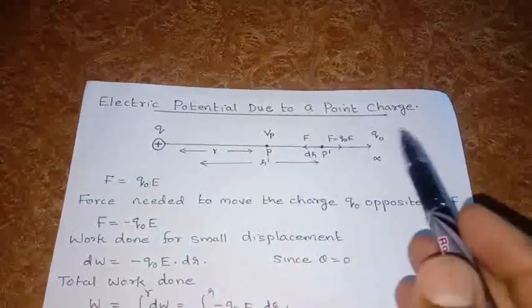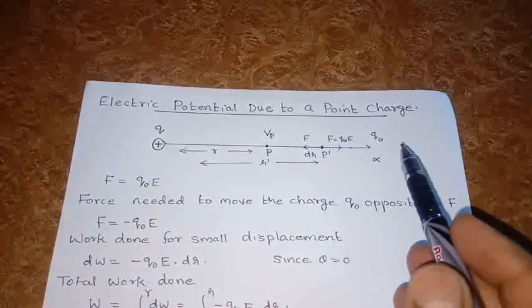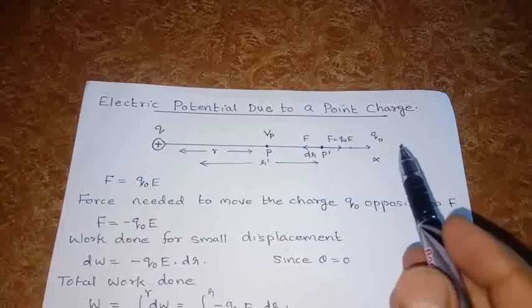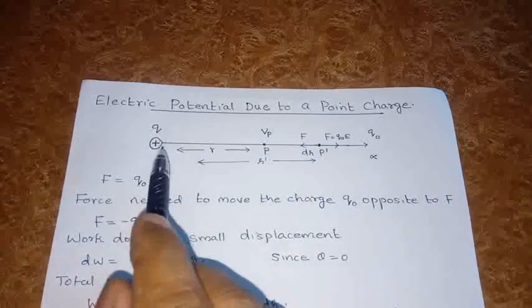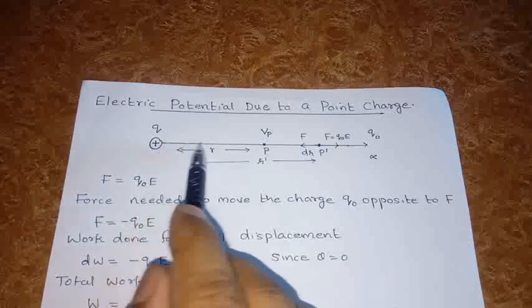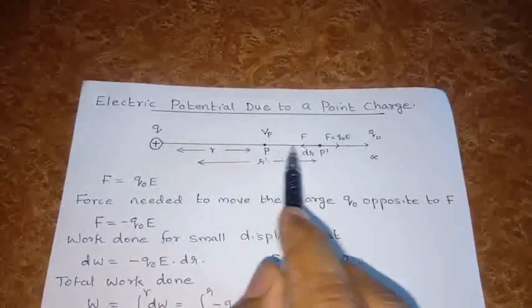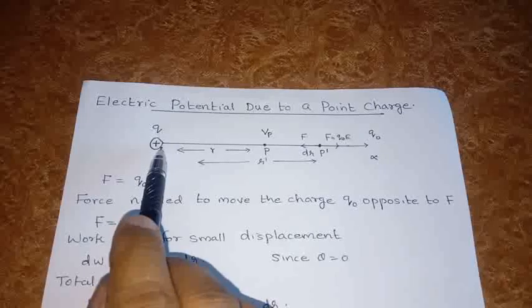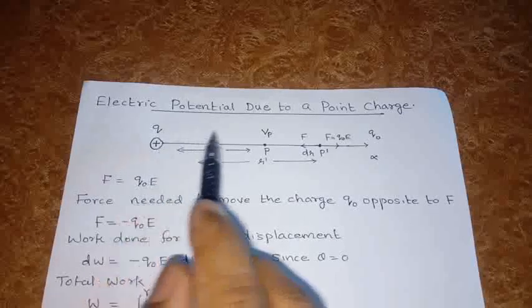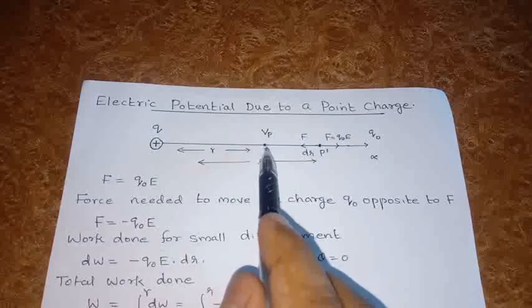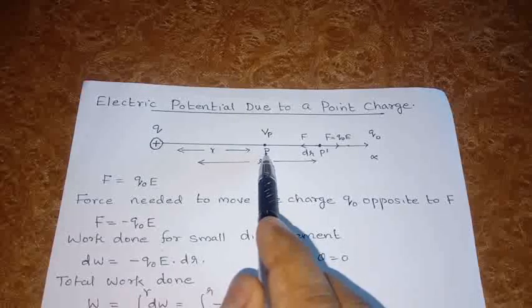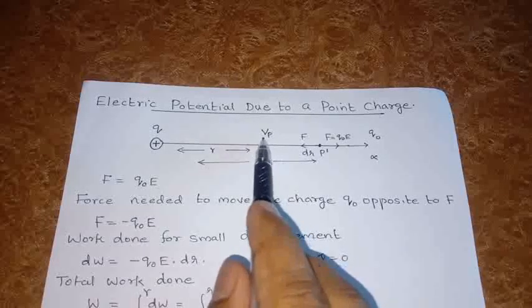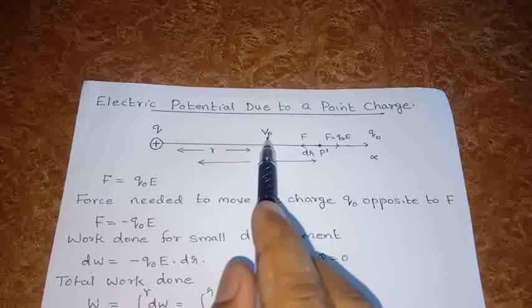In this video lesson, we are going to discuss electric potential due to a point charge. Let us consider a point charge Q produces an electric field that is radially outwards because this particular charge is a positive charge. Now we have to find out the electric potential at this point P, and the electric potential is denoted by the letter Vp.